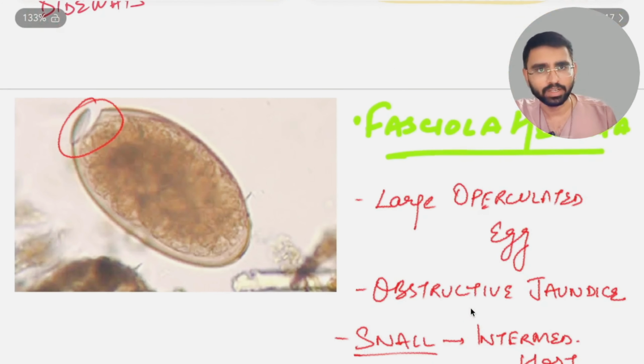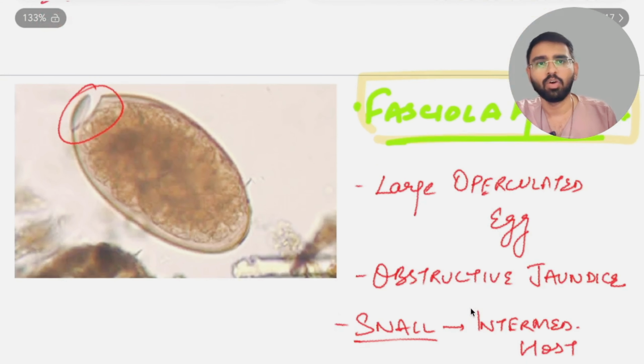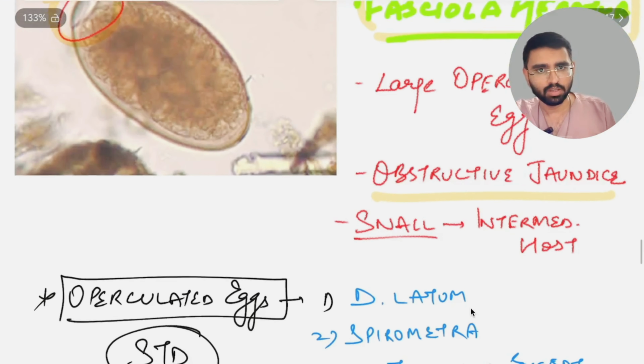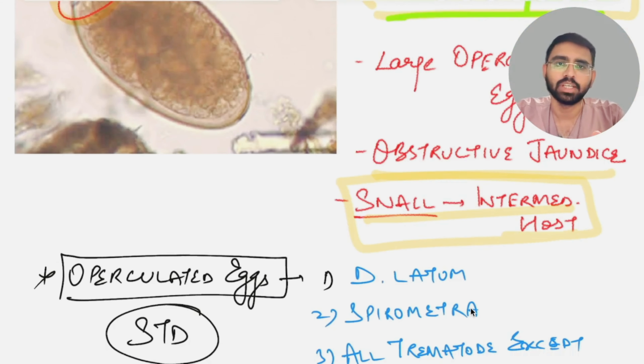Next one is Fasciola hepatica. Fasciola hepatica is also an operculated egg, and it causes obstructive jaundice. This is the operculum, as we all can see. The snail is the intermediate host in the Fasciola hepatica life cycle.